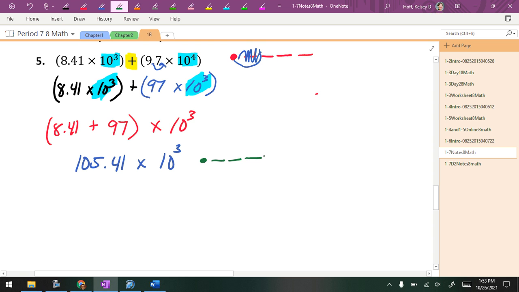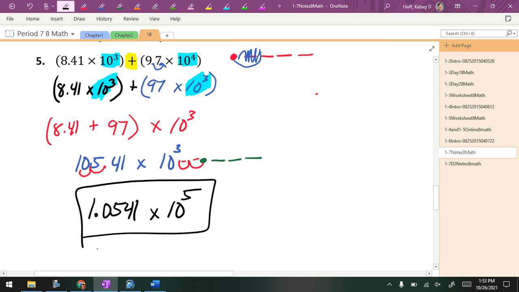To make 105.41 proper scientific notation, what am I going to do with my decimal? Move it to the left, how many? 1, 2. So in my dash diagram, 1, 2. What do I put in those swoops? Dashes. So 105.41 became 1.0541, and 10 to the third became 10 to the fifth power. Nicely done, you guys.